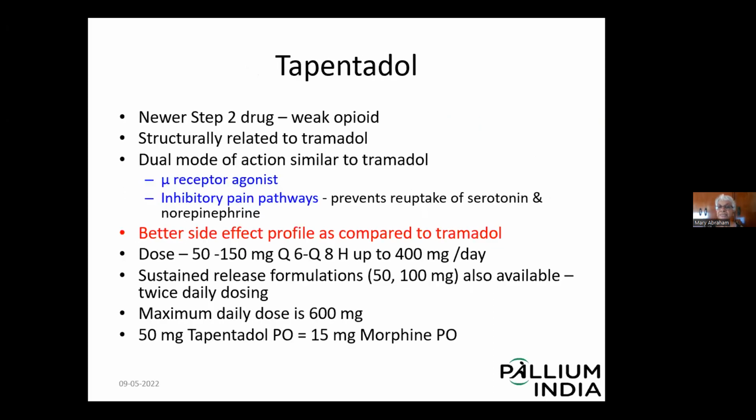The other weak opioid of step 2 is tapentadol. In fact, nowadays, they're even thinking of making it a step 3 drug because it is quite a strong drug as compared to tramadol. In fact, 50 mg of oral tapentadol is equivalent to 15 mg of oral morphine. This is also a weak opioid, structurally related to tramadol, and the mechanism of action is also very similar. It is an opioid agonist. It also acts on the descending inhibitory pain pathway, but the side effect profile may be better. The dose is also somewhat similar, and again, you have sustained release combinations.